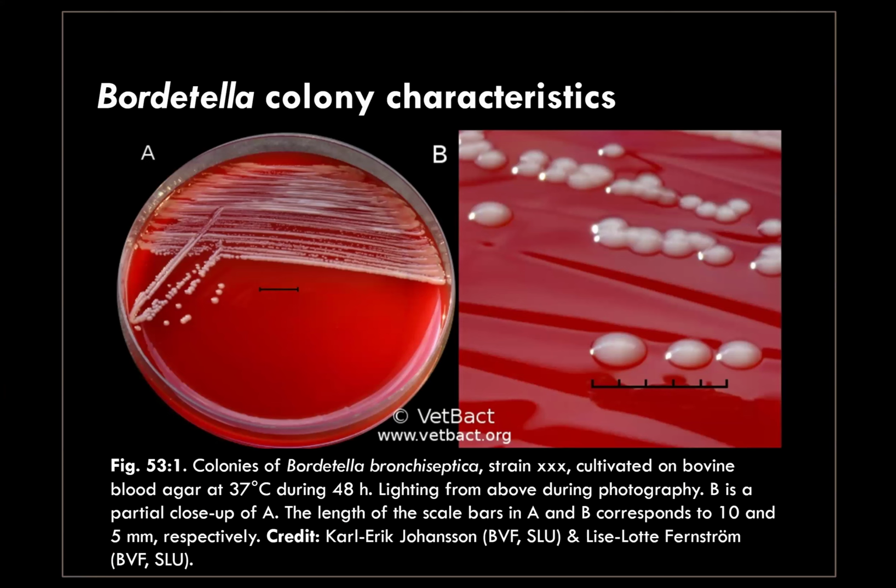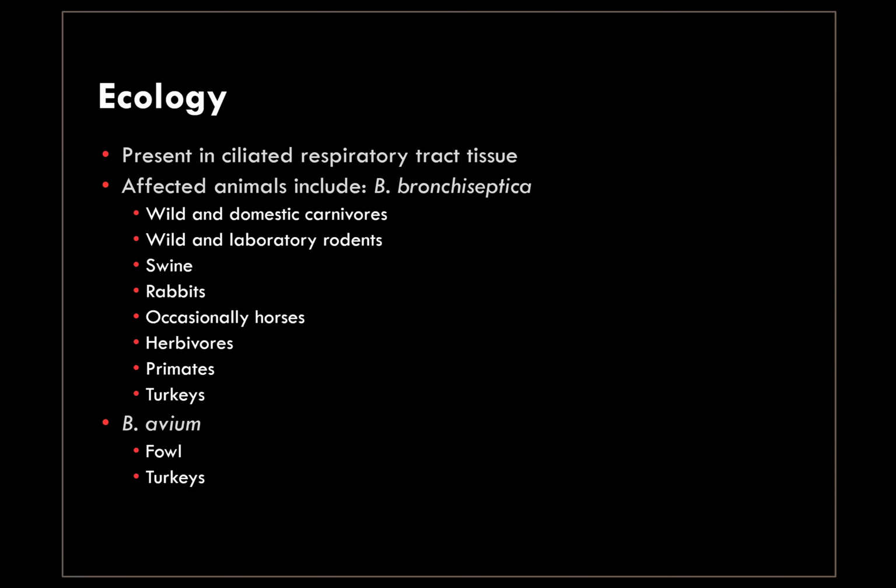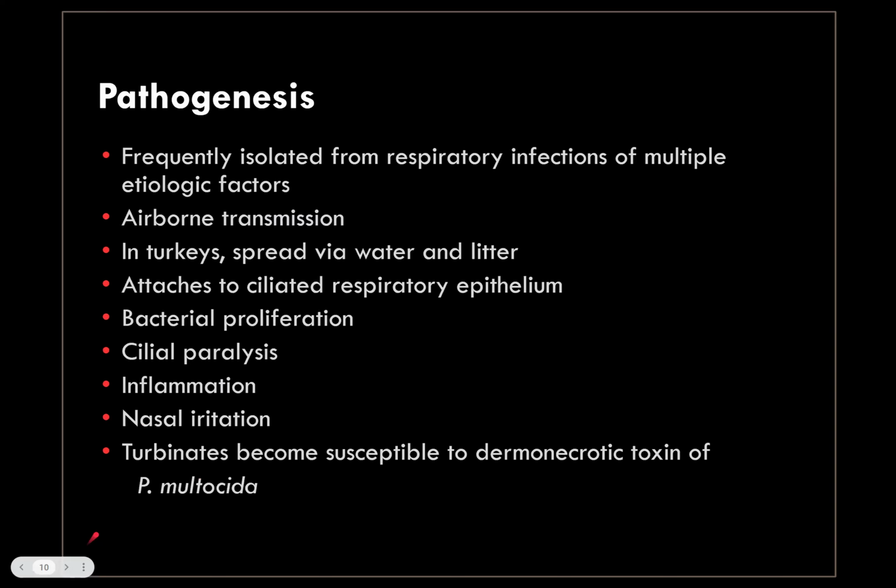Okay, and these are colonies of your Bordetella bronchiceptica on bovine blood agar. And here we can see the colonies, no, white, round, shiny colonies. They can be found in the ciliated respiratory tract, mostly seen in wild animals and domestic carnivores, rodents. The most common disease is seen in swine. And then we have other animals, B. avium, mostly found in fowls and turkeys.